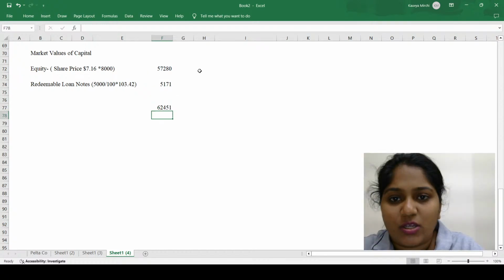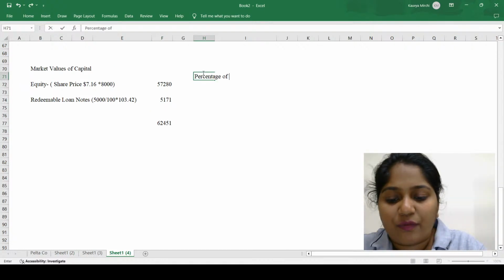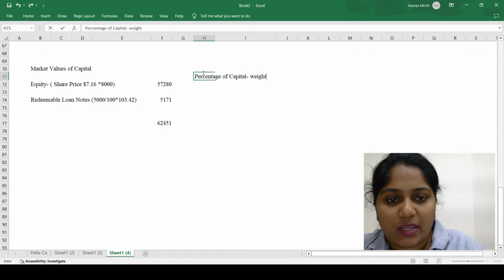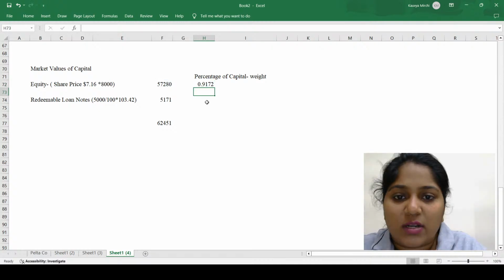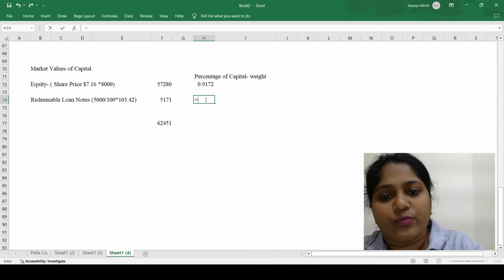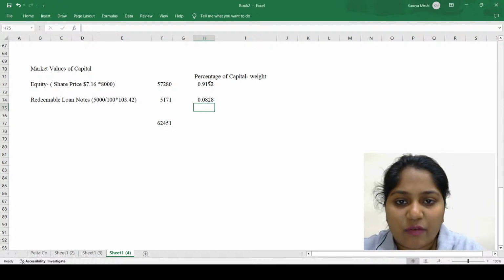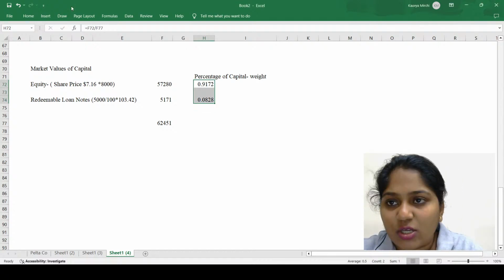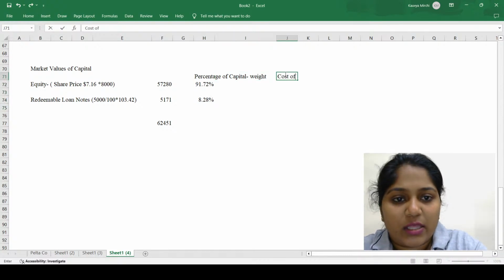Now, calculate the percentage of capital weight. Equity is playing a role of somewhere around 91.272 percent, and debt is playing a role of somewhere close to 8.28 percent, if I'm not wrong. If I turn this into percentage, I'll just keep 2 decimals. So now I know the weights. What is the next thing that we have to know? We have to know the cost of each capital.